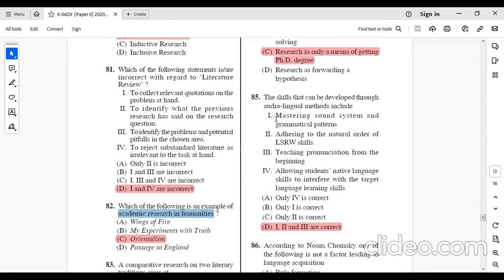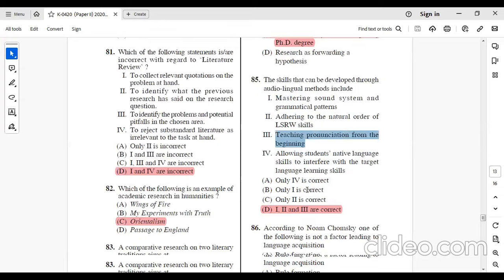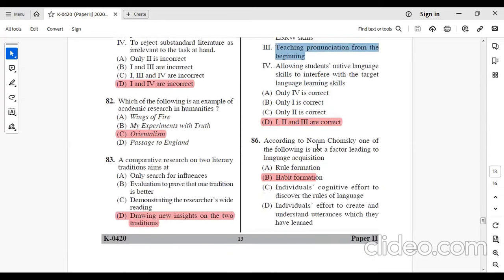The skills that can be developed through audio-lingual methods include mastering the sound system and grammatical patterns, adhering to the natural order of LSRW skills, and teaching pronunciation from the beginning. So these are the advantages of audio-lingual methods. Then according to Noam Chomsky, which one of the following is not a factor leading to language acquisition? We can say habit formation is not a factor. Rule formation, the individual's cognitive effort to discover the rules of language, and the individual's effort to create and understand utterances which they have learned are the factors which lead to language acquisition, but habit formation does not.